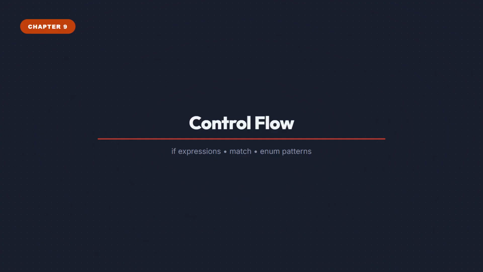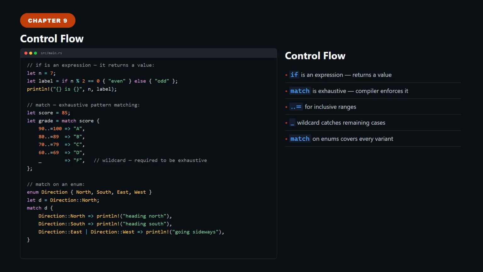Chapter 9. Control flow. If is an expression in Rust. You can use it on the right-hand side of a let binding. Match expressions are also expressions and are the idiomatic way to handle multiple cases.